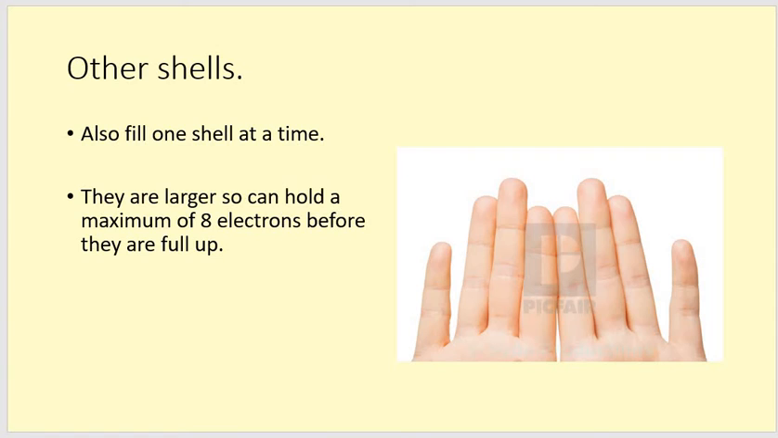Other shells fill one at a time. These shells are larger because they're further away from the centre of the atom. Because of this, they can take 1, 2, 3, 4, 5, 6, 7, or 8 electrons. At 8 they are full and you need to start another shell.